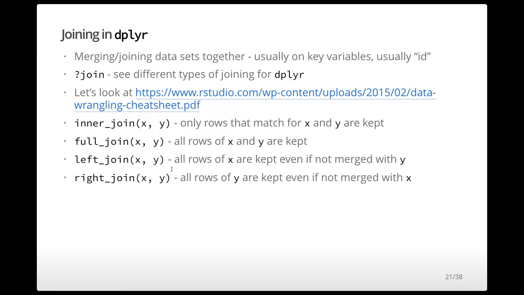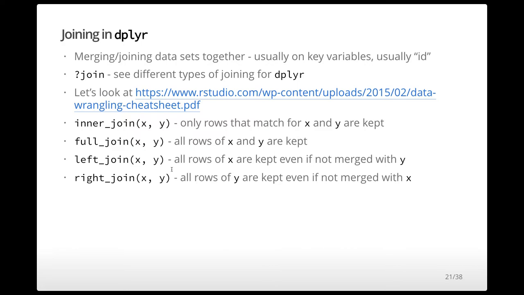Left join and right join are almost identical, except the order of the arguments really matters. In a left join, X is your left or master data set. Y is the data set you're merging into. So pretty much, if you do a left join, whatever data set you put in X, every single row of X will be kept. The ones in Y that match will match up, and anything that is in Y but not X will be dropped away.